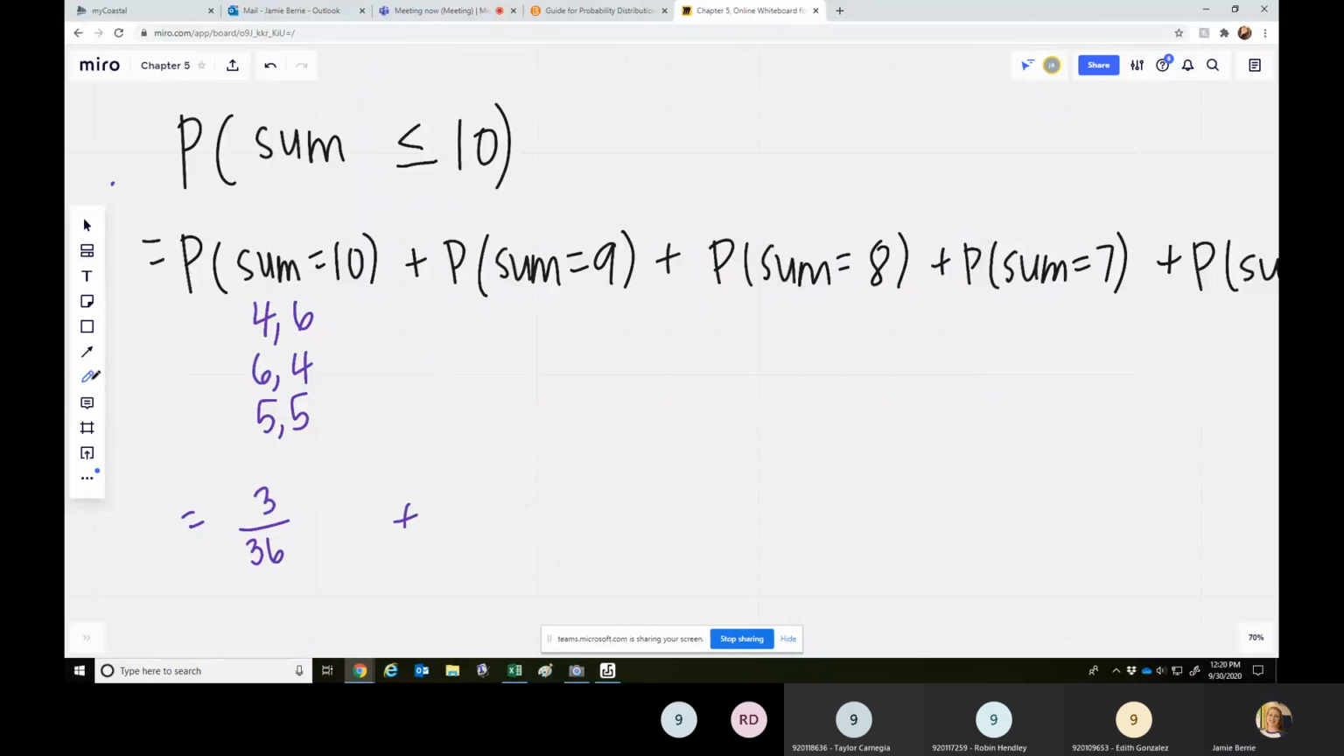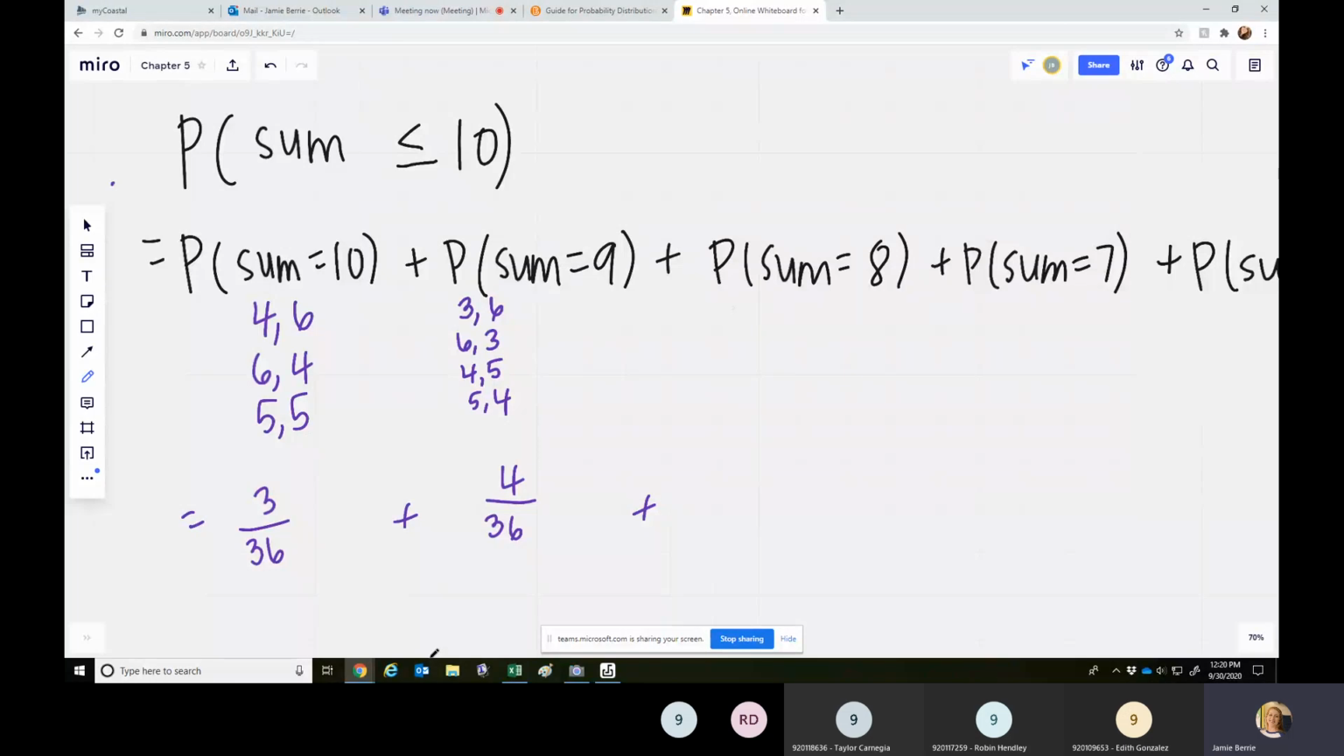Plus. Now let's think about all the ways you could roll a sum of 9. 1 and 8, that wouldn't work because the highest you could roll was a 6. 2 and 7, that doesn't work. But you could roll a 3 and a 6, or a 6 and a 3, or a 4 and a 5, or 5 and 4. So that's 4 out of 36, again, 36 being the total number of outcomes. This is 3 out of the total number of outcomes, 4 out of the total number of outcomes.